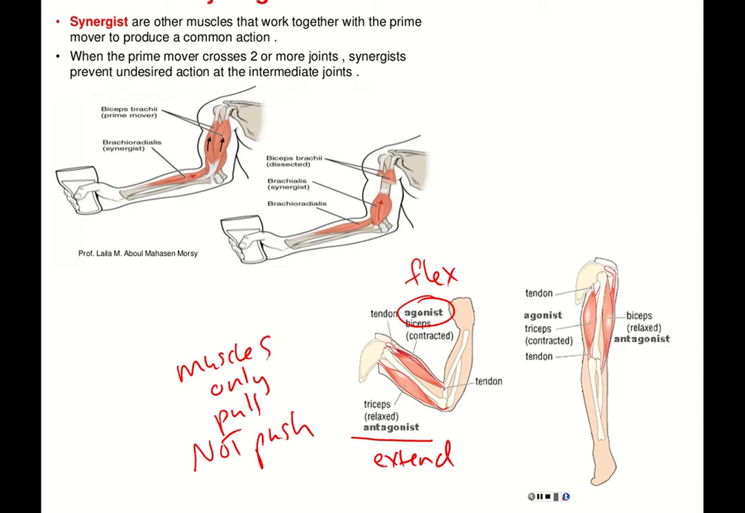Now, if your main action that you're talking about is extension, then it's actually the triceps that would be the agonist, and the biceps that would be its antagonist. So it just depends on how you're phrasing the statement. Which action are you talking about? The main action is being done by the agonist, and then the opposite action is being done by the antagonist.